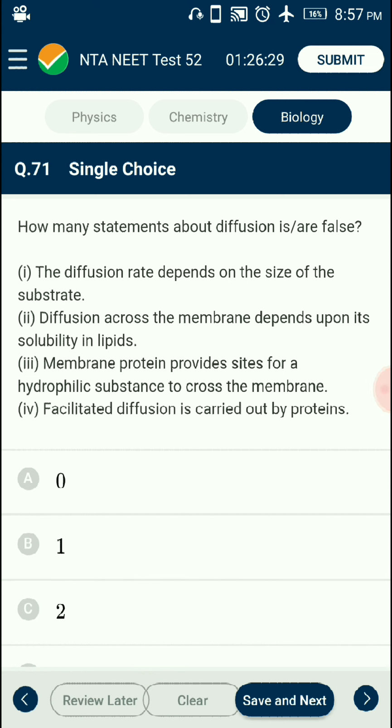Here there are 4 statements given. Diffusion is a slow process, depends on the size of substances. Smaller the size, faster is the diffusion.